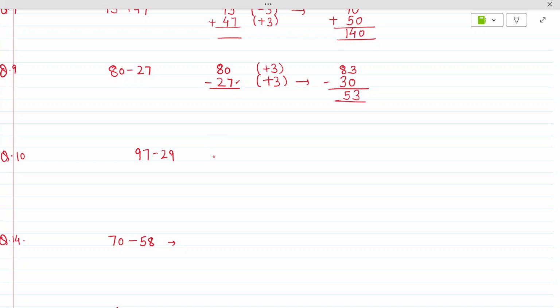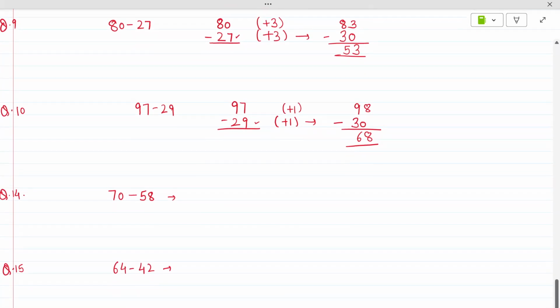Okay. Next, 97 minus 29. Again, we will pick the smaller number and change to a multiple of 10. How? 29 plus 1 will give me 30. I'm writing 30 here. Plus 1 here, so plus 1 here also. 97 plus 1 will give me 98. I have these two new numbers, and now I will do normal subtraction. 8 minus 0 is 8. 9 minus 3 is 6. This is the answer. I hope this is clear.